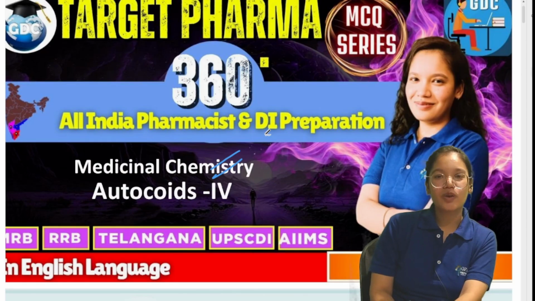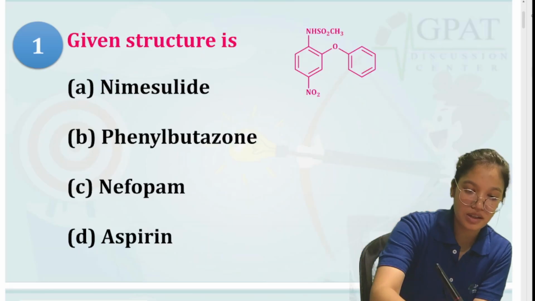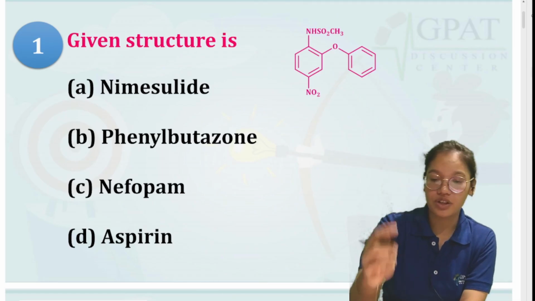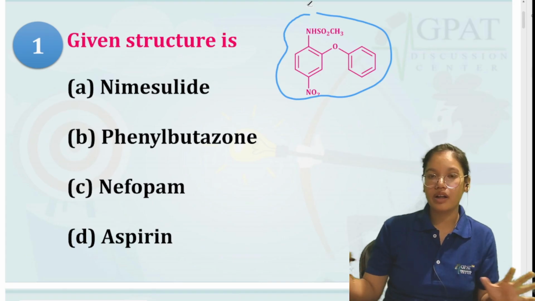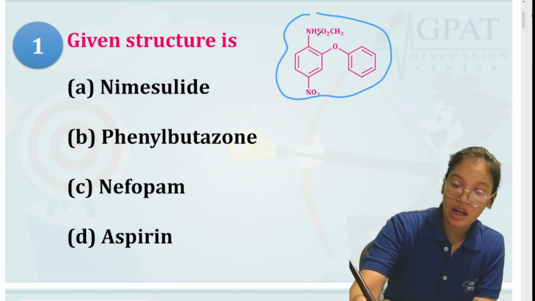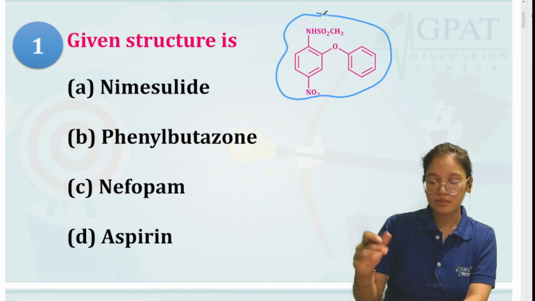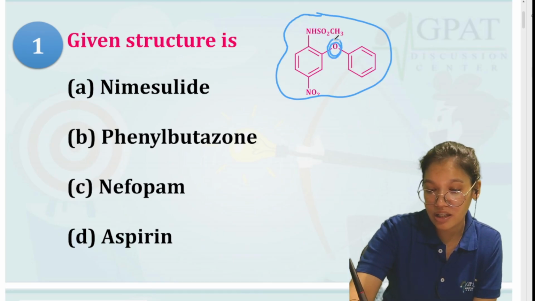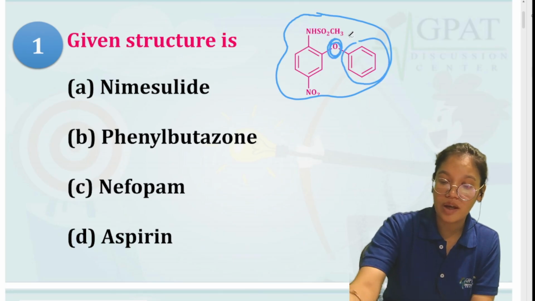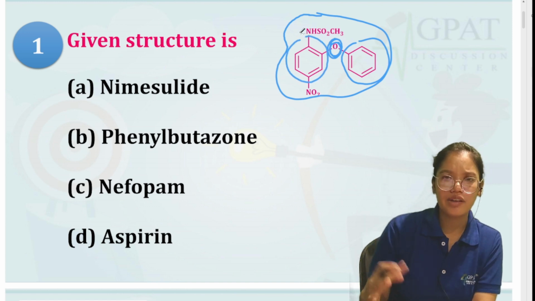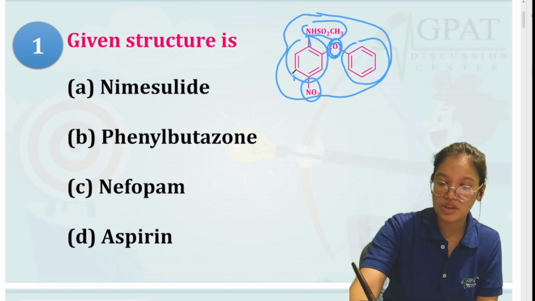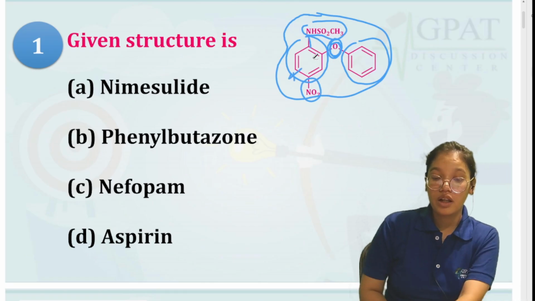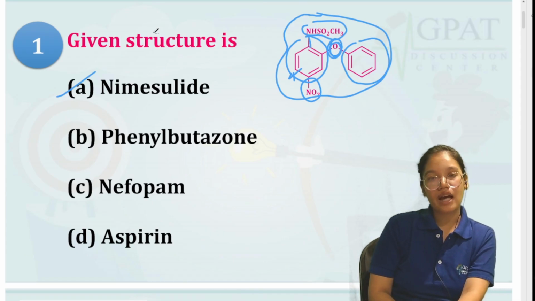So without wasting any time, let's start with our first question, that is: the given structure is. They have given the structure of some drug and they are asking the name of the drug. Look at the structure first. We have an ether bridge here. One side we have a phenyl and the other side again a phenyl, which is substituted with a sulfonamide at one side. At the fourth position we have a nitro. The options say nimesulide, phenylbutazone, nefopam and aspirin.